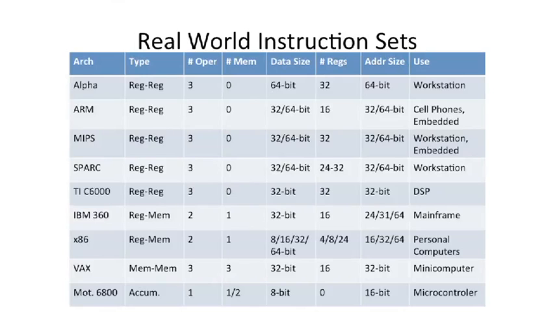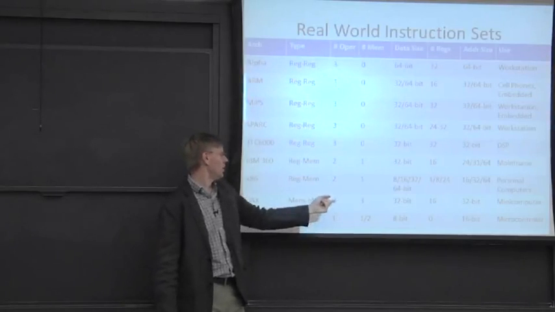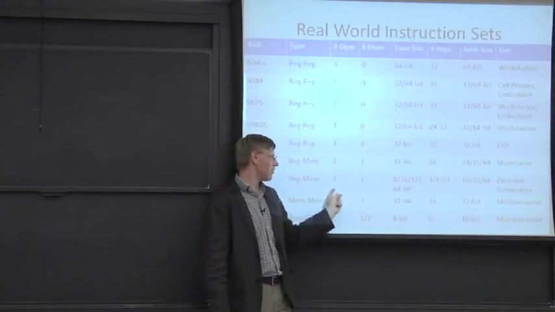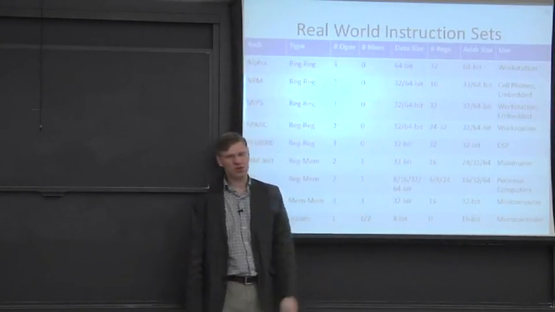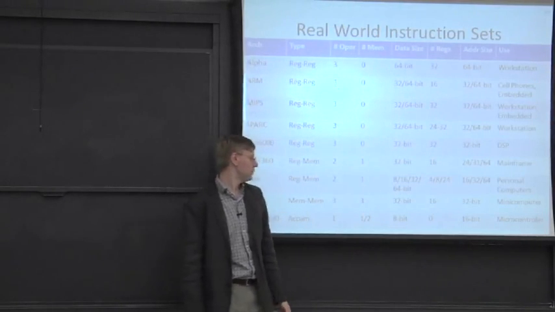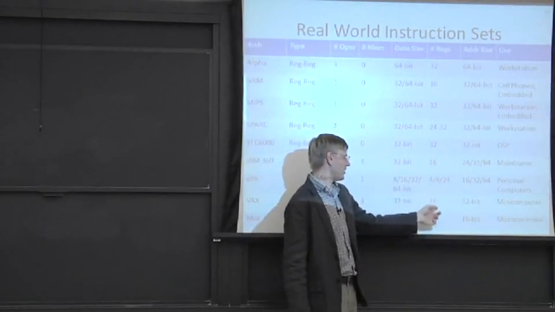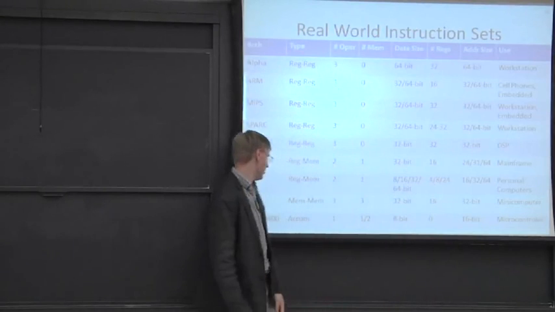Let's take a look at VAX. So VAX is a memory-memory architecture where it has 3 named operands, or could have up to 3 named operands, and all 3 of those can come from main memory. It has a relatively small number of registers.